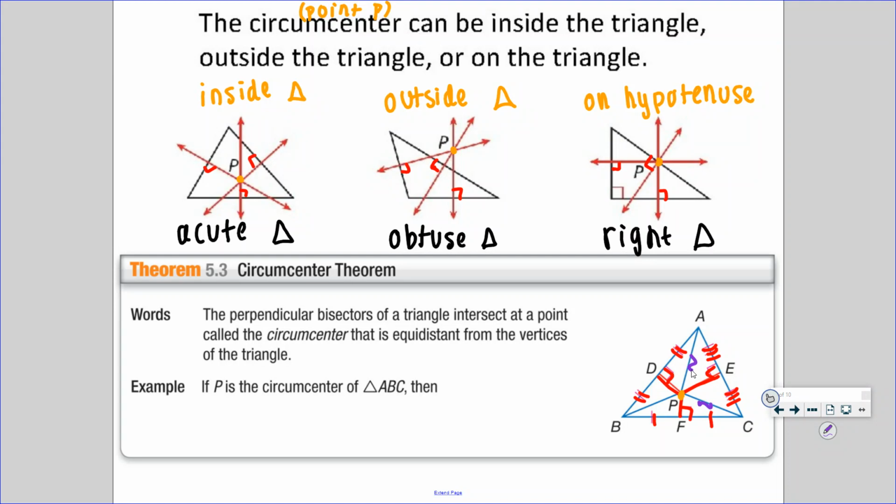I'm going to do a little squiggly line here because I already used all the hash marks. So PA, this distance from the circumcenter to the vertex A, is going to be the same as PB, and the distance from the circumcenter to that vertex is going to be the same as PC. Oofta, that's a lot of markings on there. So let's try a couple examples.